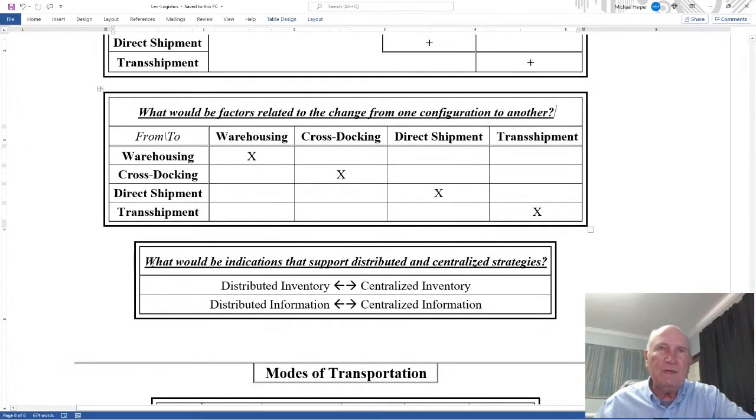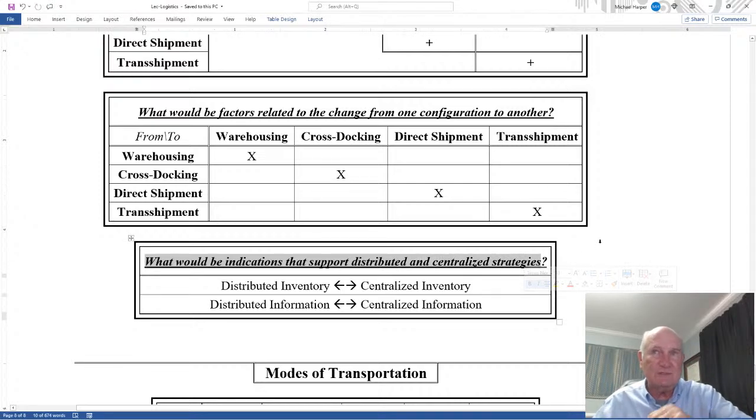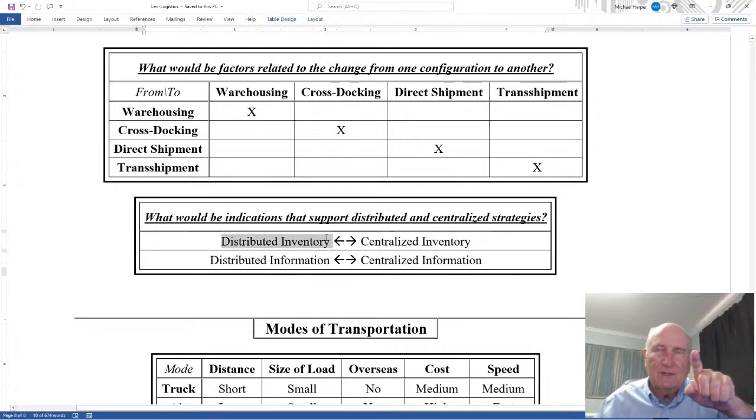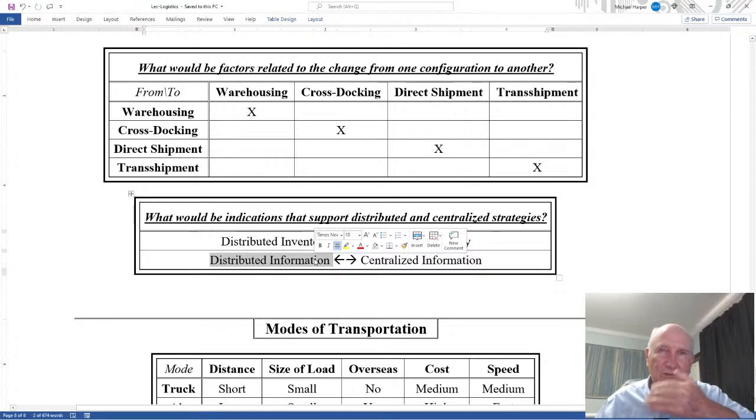Okay, finally, what would be the indications that support distributed versus centralized strategies? Here's where you back up a little bit more for strategy. When would you have a distributed inventory, like warehousing or transshipment? When would you have a centralized inventory, like direct shipment or cross-docking? When would you have distributed information, like warehousing or transshipment, or centralized information, like with direct shipment or cross-docking?